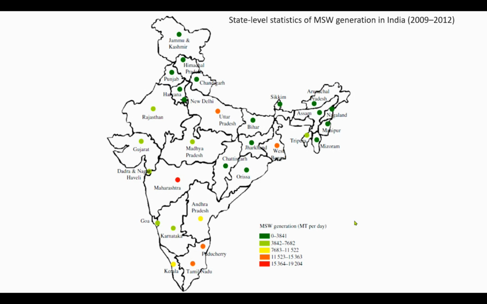Then the states like Madhya Pradesh, Gujarat, Rajasthan, Tripura, Karnataka have a range from 3,000 to 7,000. Andhra Pradesh and Kerala range from 7,000 to 11,000 metric tons per day. Pondicherry, Tamil Nadu, West Bengal, Uttar Pradesh will be around 11,000 to 15,000 metric tons per day. And the red alert, high waste generation, will be in Maharashtra, Mumbai, with a range from 15,000 to 19,000.